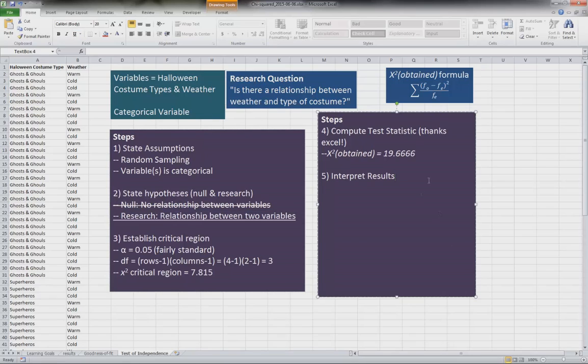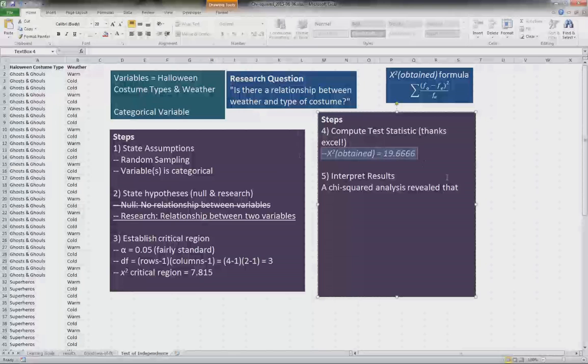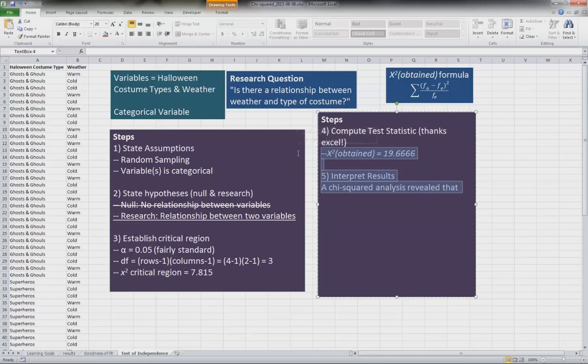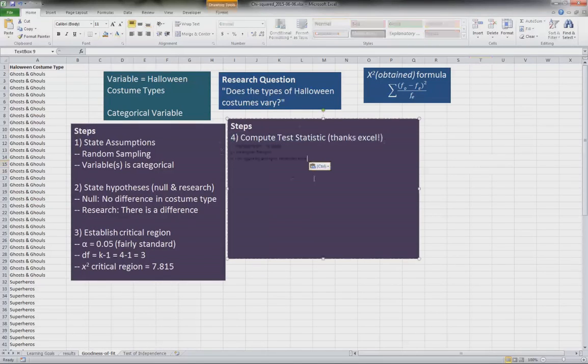So the way to interpret this is you can say something like a chi-squared revealed that, oops, I'm on test of independence. We're going to this one, aren't we? So let's copy this because we're going to the other one. We're looking at our goodness of fit. I don't know why it does that.